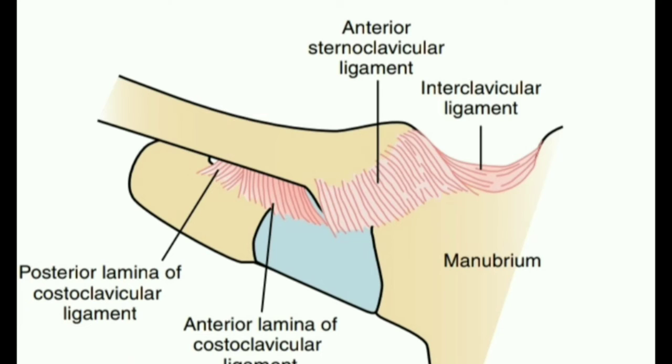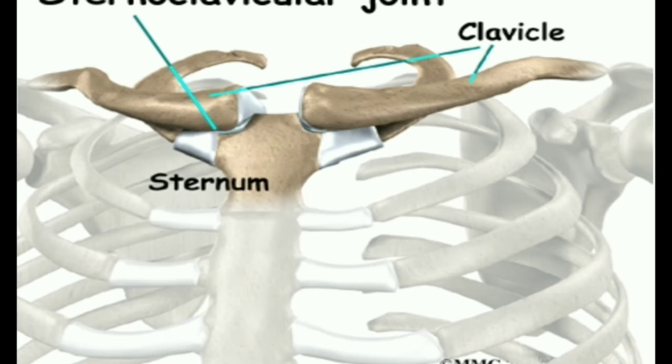That's so simple. That is anterior translation and posterior translation. So the function of the sternoclavicular ligament is the restriction of anterior and posterior translation of the clavicle. So let's see the next ligament.